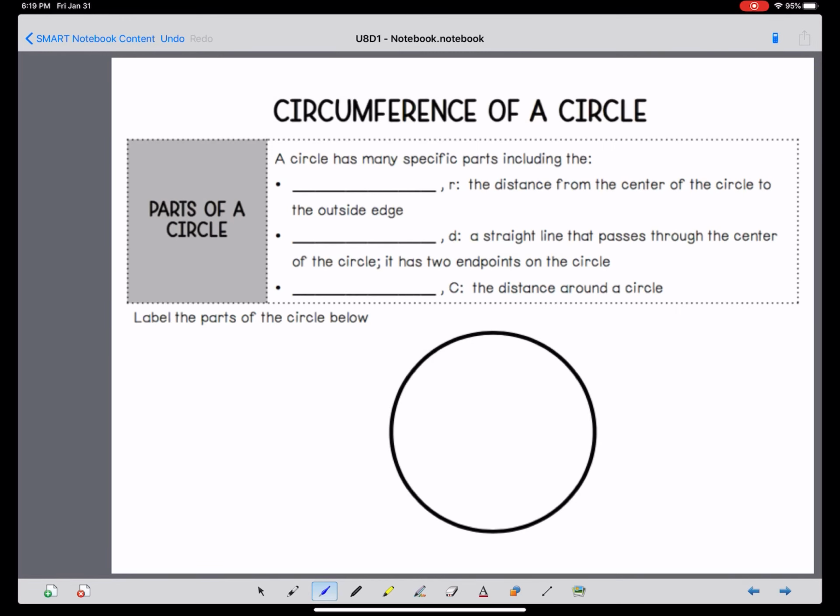So we're going to go over the parts of a circle. A circle has many specific parts, including this right here, which is called the radius. And that is the distance from the center of the circle to the outside edge. And you'll notice that you could also use R for radius.